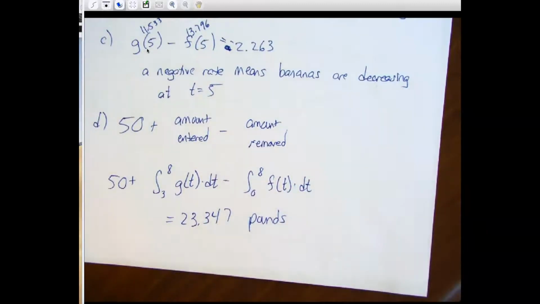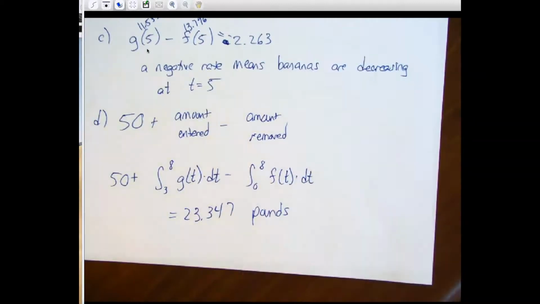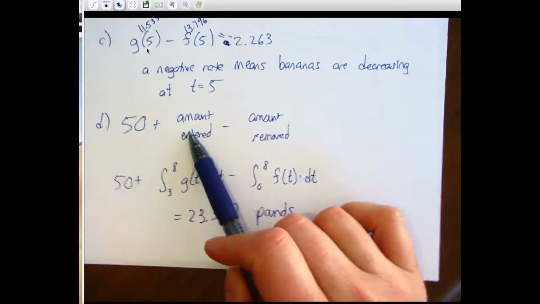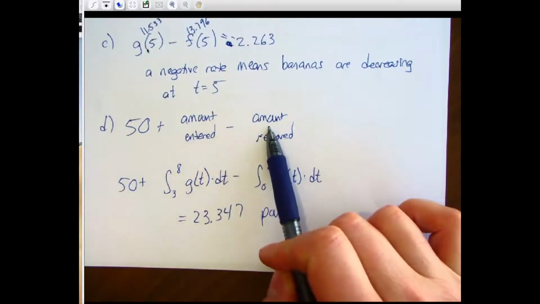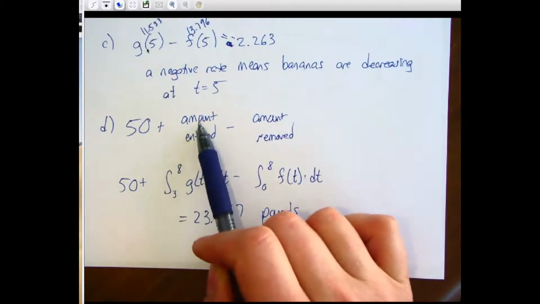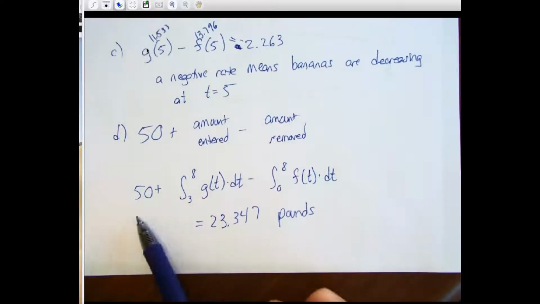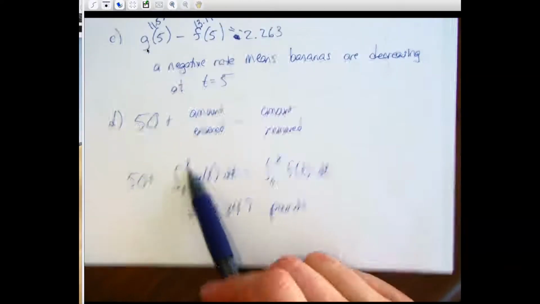Part D has how many pounds of bananas are there at t equals 8. So there are 50 to begin with. We have to add the amount that entered, and we'll subtract the amount that was removed. So this comes from integrating the rate. So 50 plus. Here you're only integrating from 3 to 8.